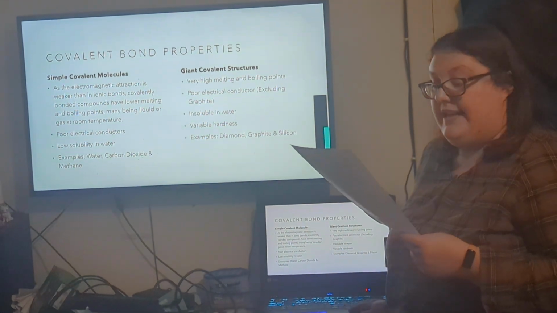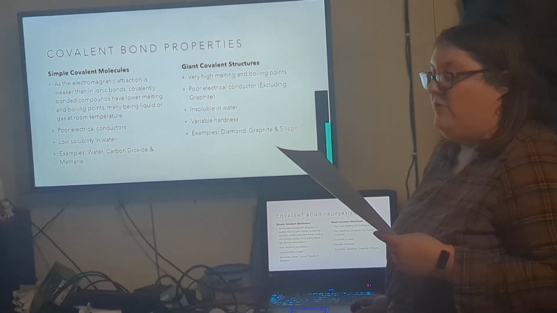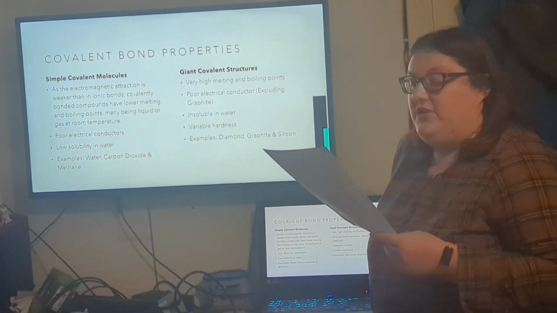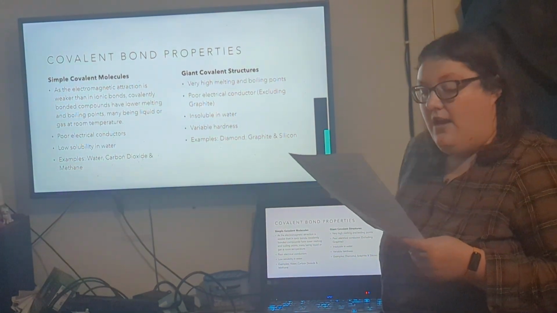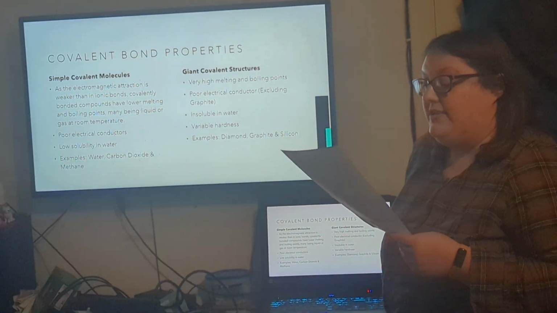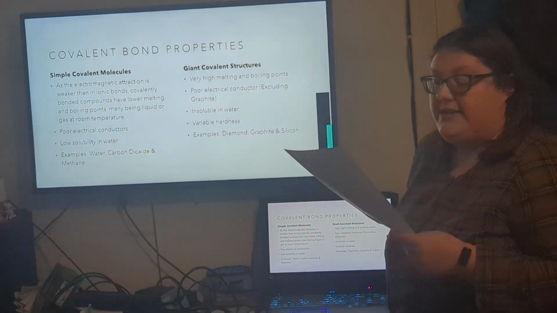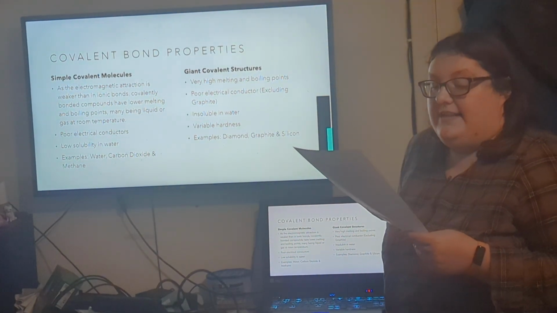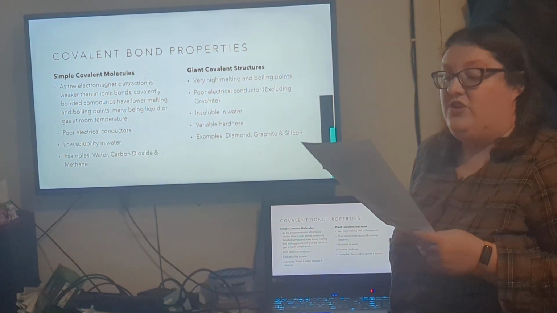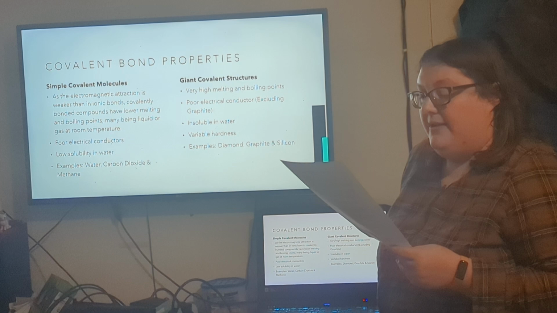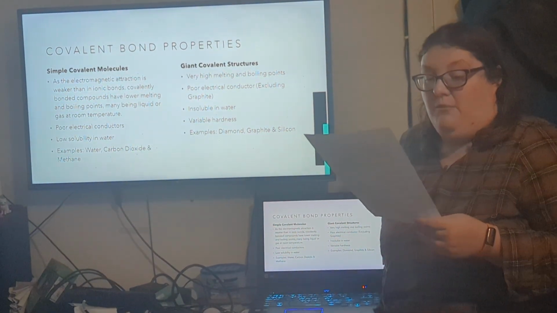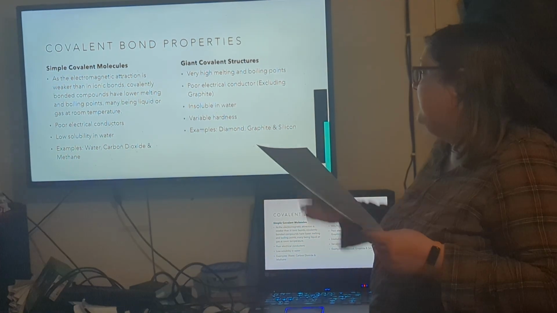Covalent bonds are most commonly found as either simple covalent molecules such as water or carbon dioxide, or giant covalent structures such as those that make up diamonds and silicon. Both molecular structures are insoluble and poor electrical conductors, with some exceptions such as graphite, but differ in the fact that simple covalent molecules have low melting and boiling points due to less energy being required to break the bonds, whereas giant covalent structures have very high melting and boiling points due to requiring a lot more energy to break more molecular bonds.